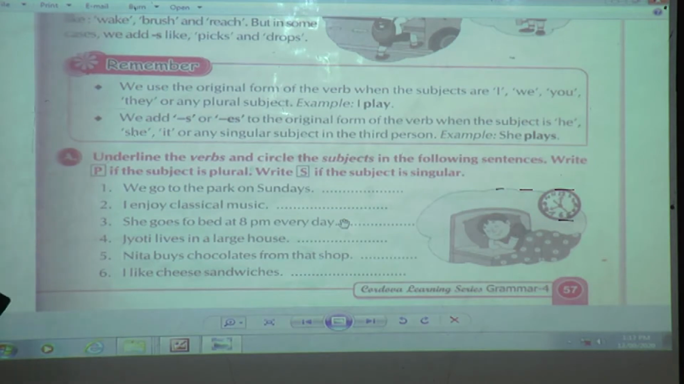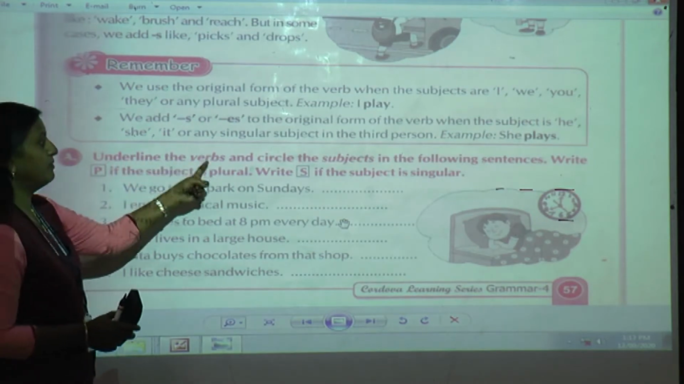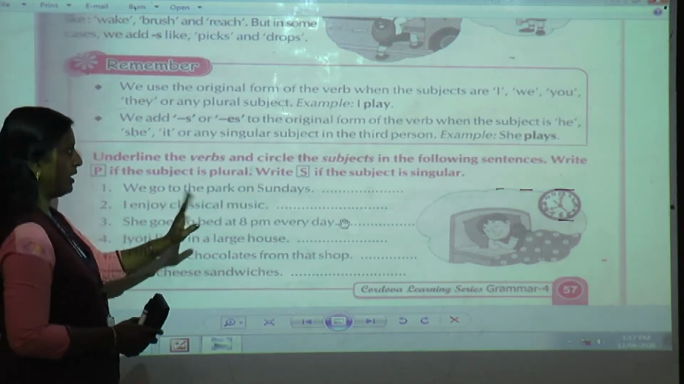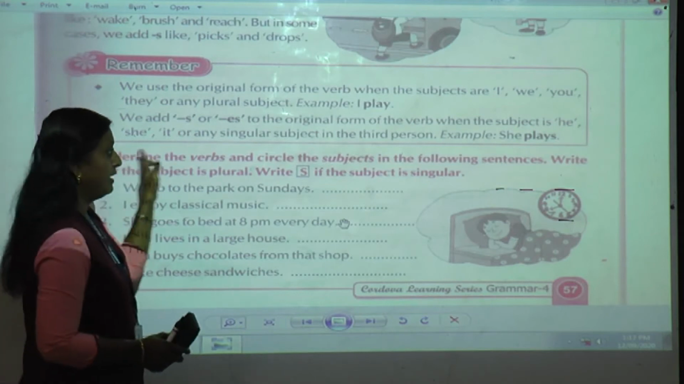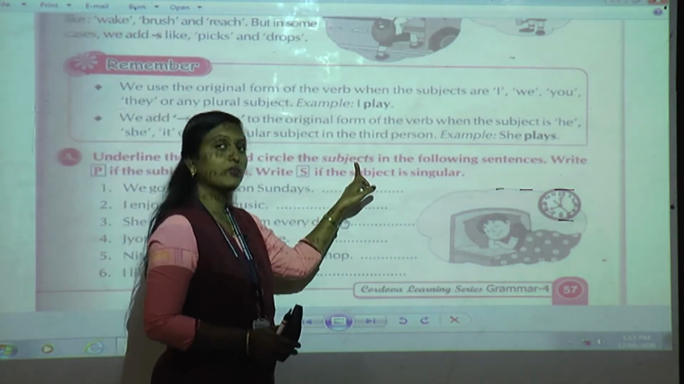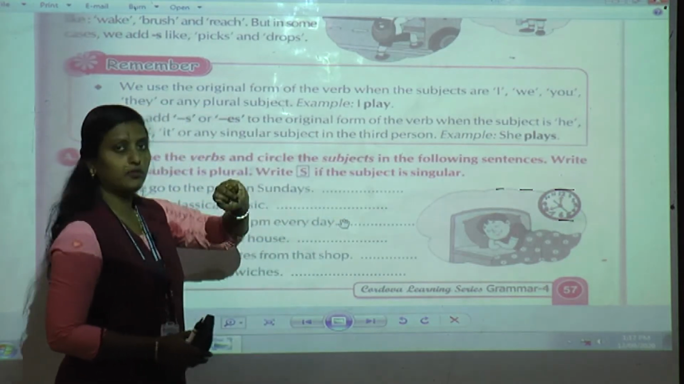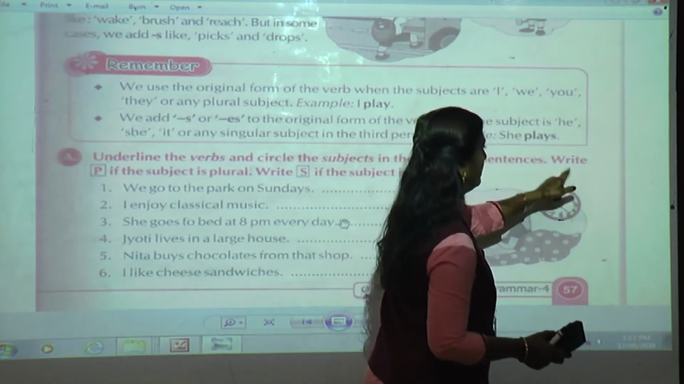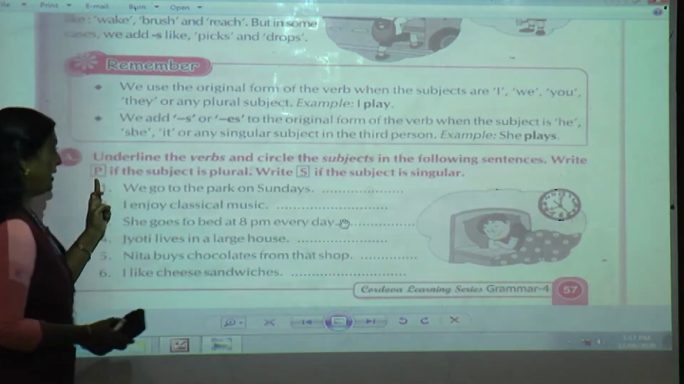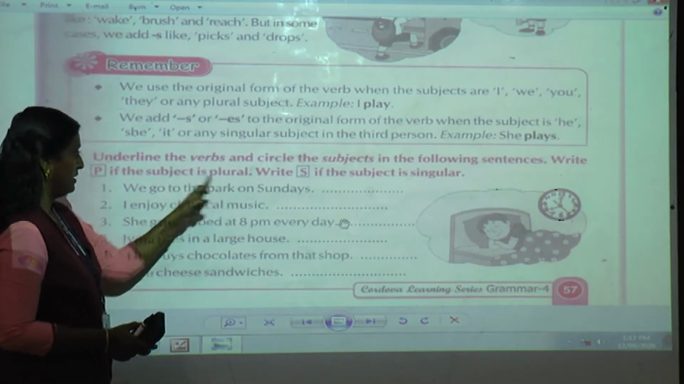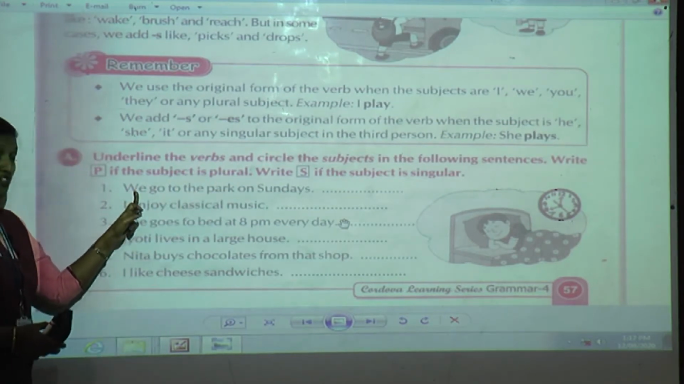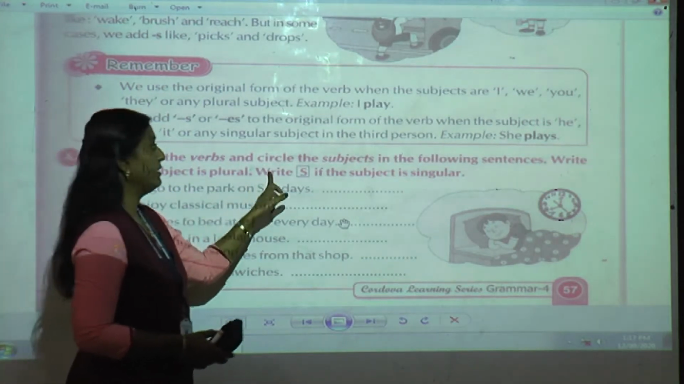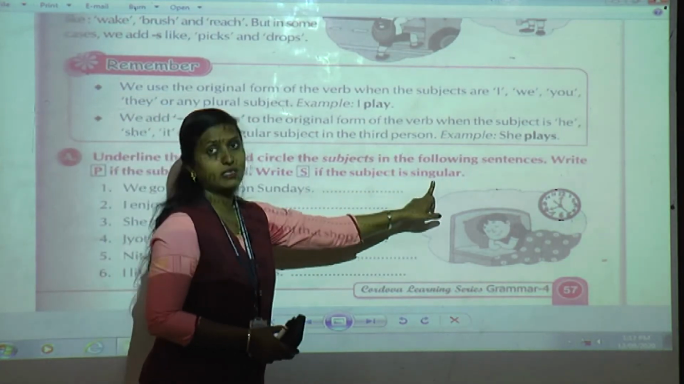What is exercise A? Underline the verbs. Here one sentence is given over here, so in this, a verb will be there. What you have to do with that is underline it. And you have to circle the subjects. Whatever subject is there in the sentence, you have to circle it. And then the third thing you have to do: write P if the subject is plural. See here, can you see your subject? You have to check whether it is singular or plural. If it is plural, write P, and write S if the subject is singular.